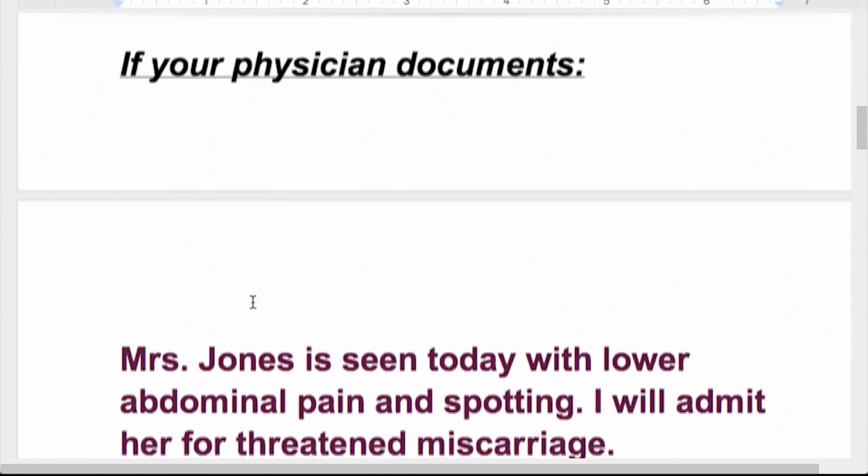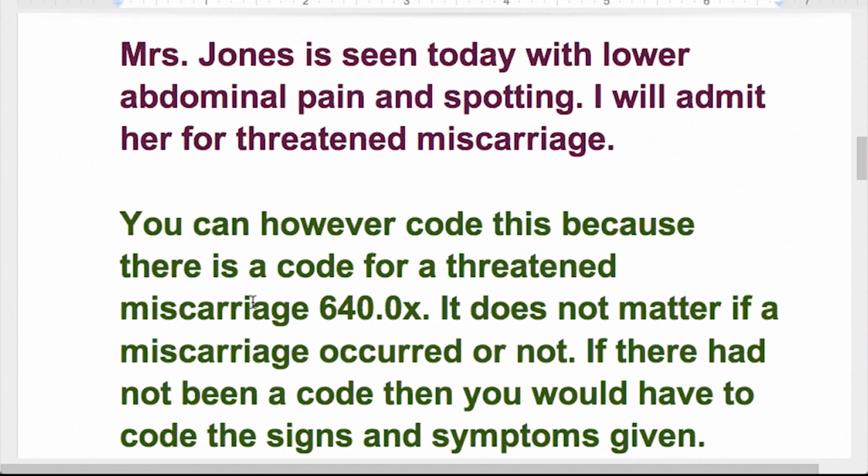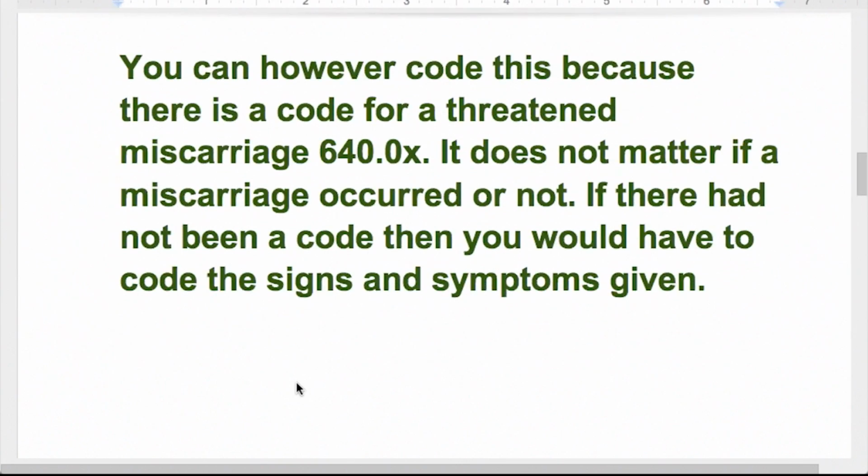Okay, if your physician documents something like this: Mrs. Jones is seen today with lower abdominal pain and spotting. I will admit her for a threatened miscarriage. Okay, so you're now saying to yourself, well, she hasn't had a miscarriage, it hasn't happened yet. But in actuality, there's a code for this because it's such a common event. You can, however, code 640.0, and you'll need a fifth digit. It does not matter that the miscarriage has not occurred yet. There is a code for a threatened miscarriage because that is a medical condition.